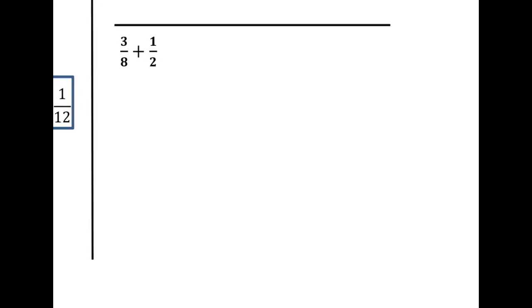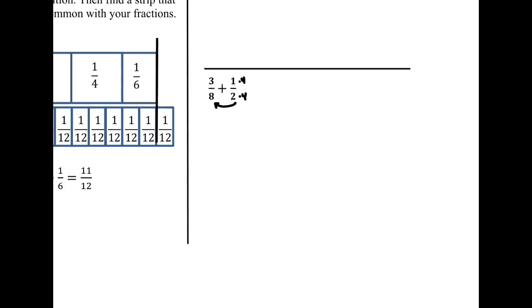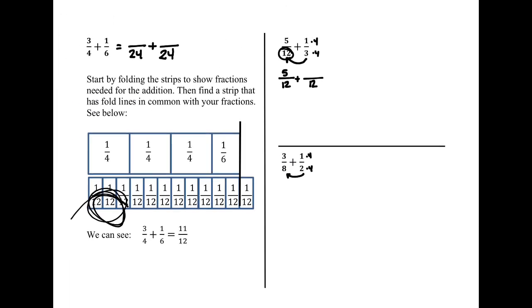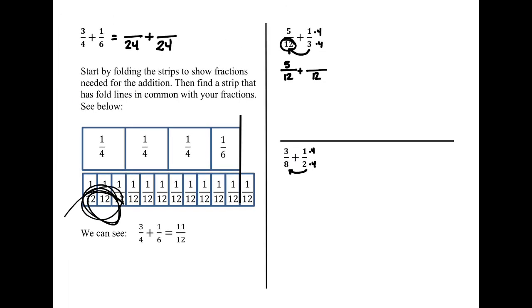Okay, on this one, 2 goes into 8. So if I times by 4, I'll get 8s on the bottom of both of those. That's your goal, to get the denominators to be the same. And it doesn't have to be the smallest same number. It just has to be the same.